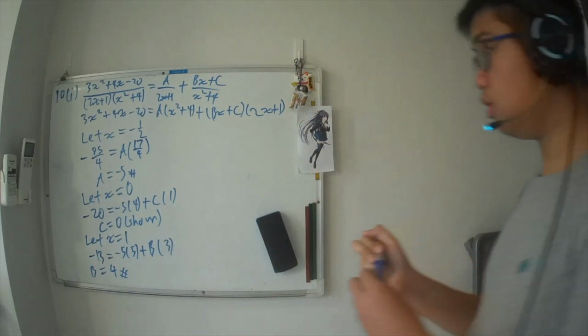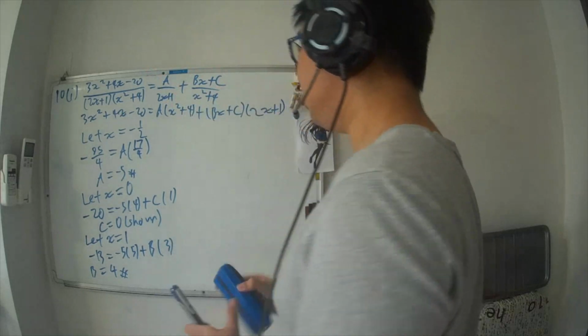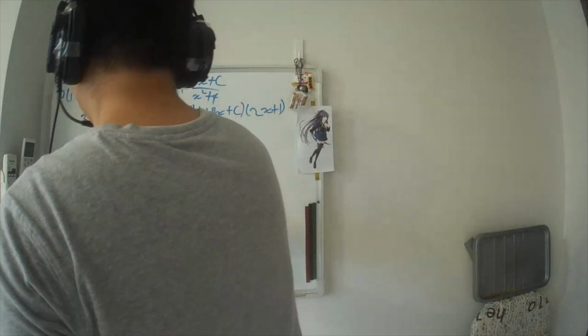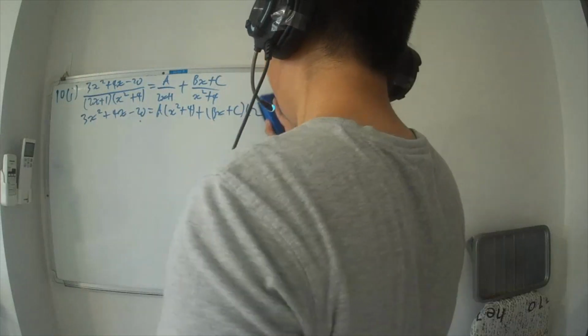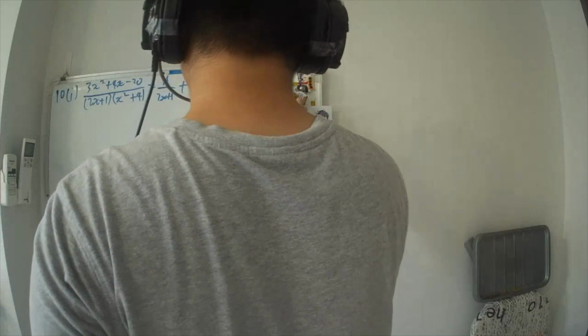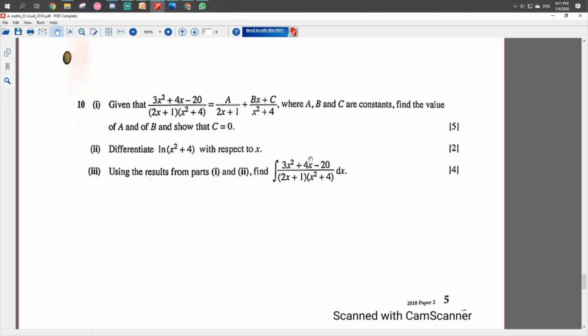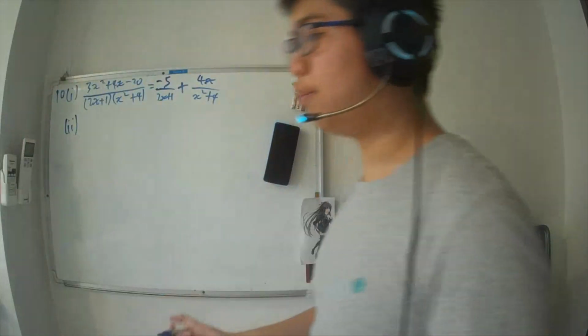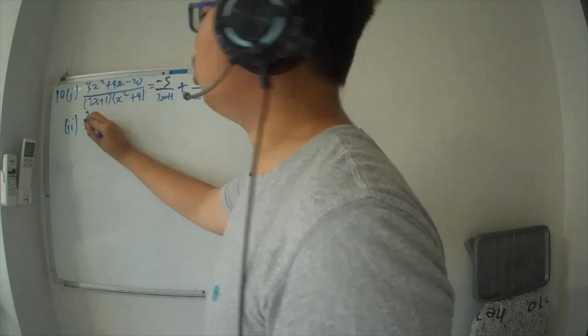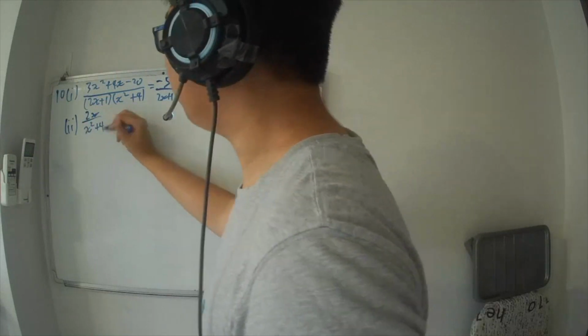Okay, for part 3, I'm going to need this again, so I'm going to erase this, but I'll rewrite the values at the top, because I will need that for my later part. Sorry, I wrote that wrong just now. This should be minus 5 and this should be 4x. Okay, so now let us do the next part. Part 2, differentiate ln of x squared plus 4 with respect to x. That's very simple. That's f prime x over f x, 2x over x squared plus 4, isn't it? That's all.